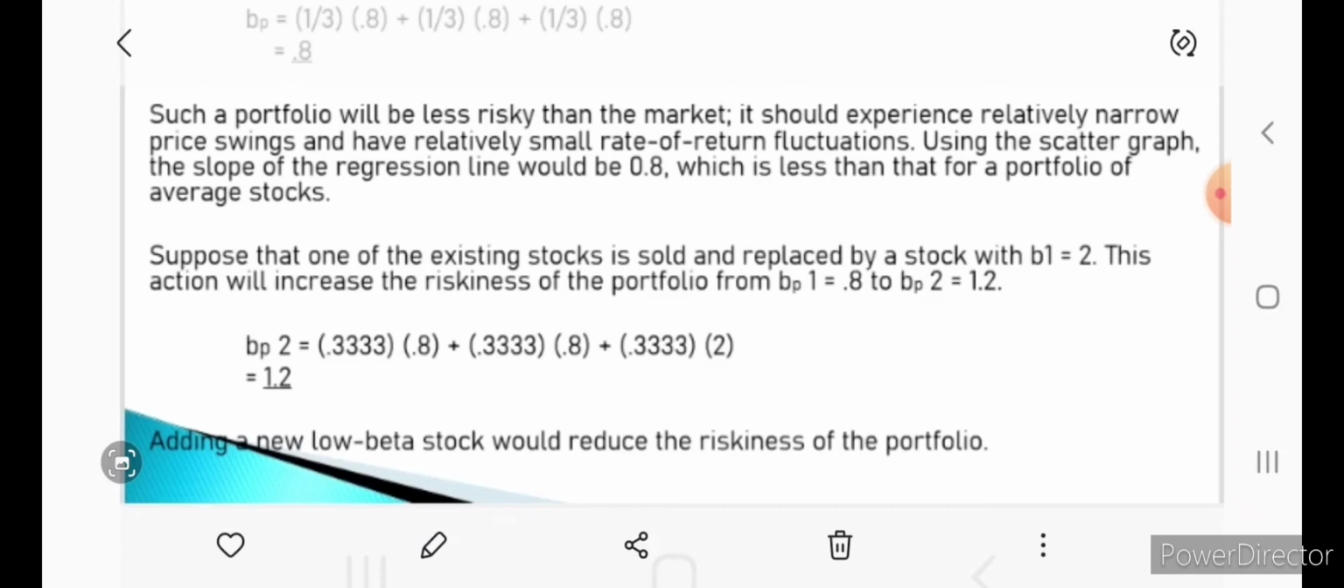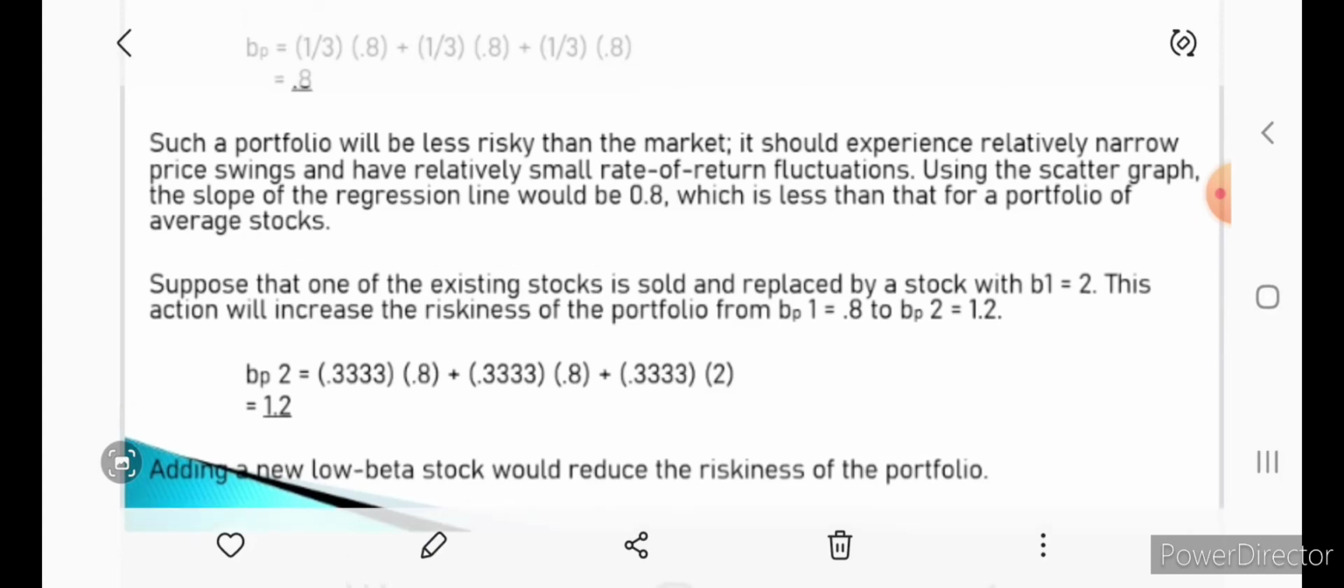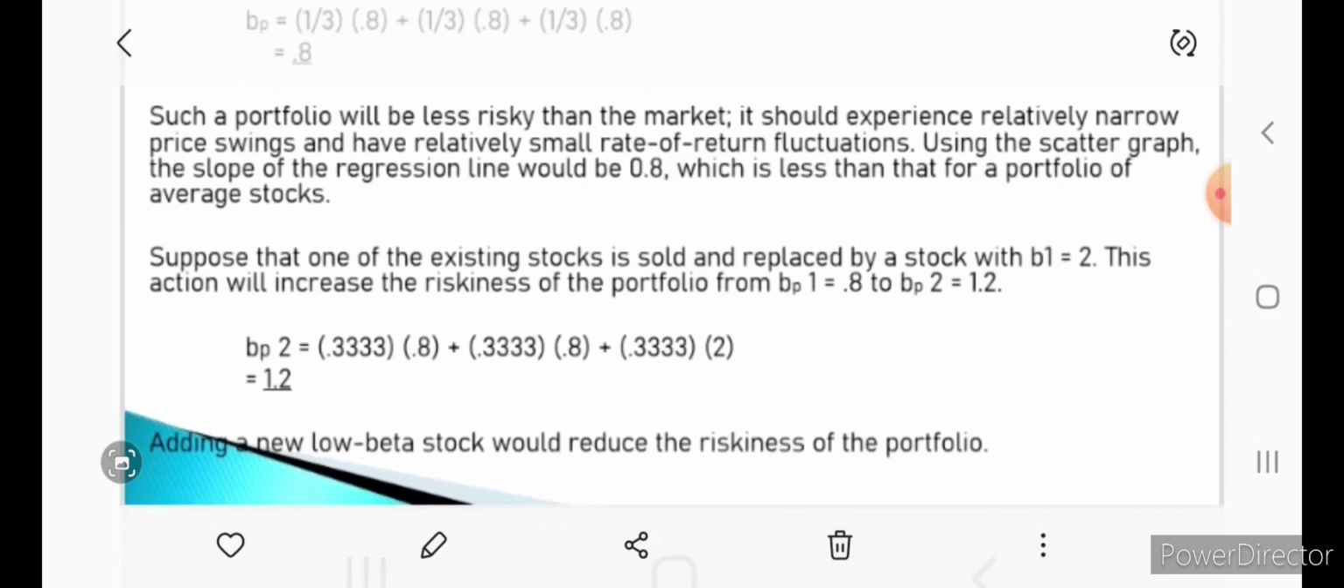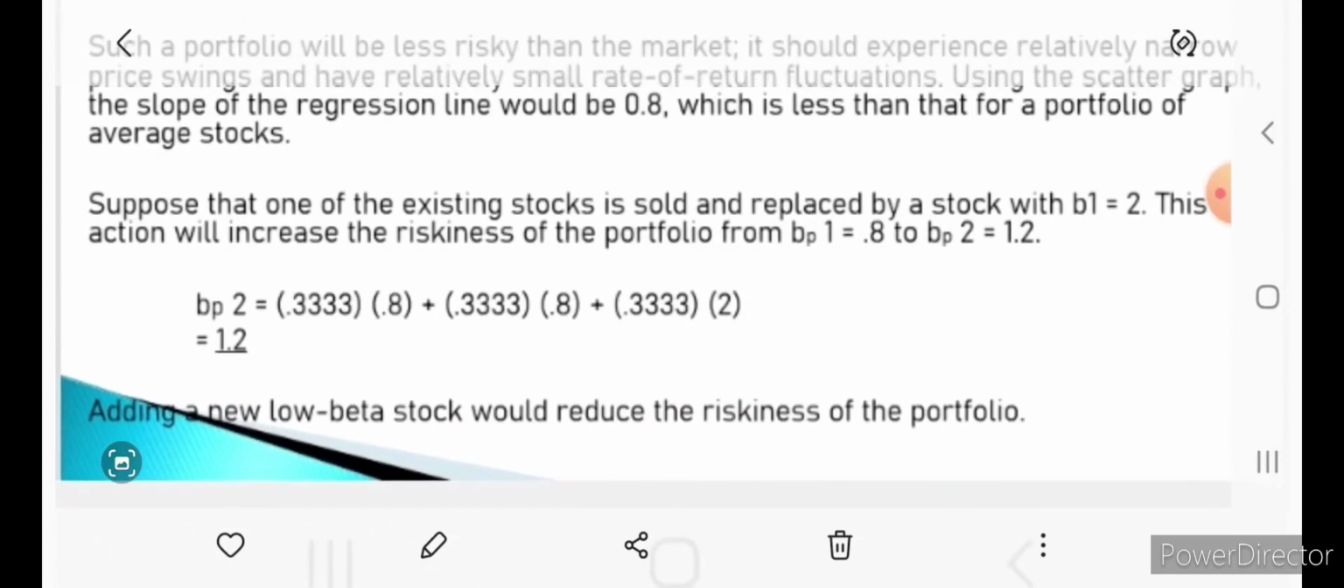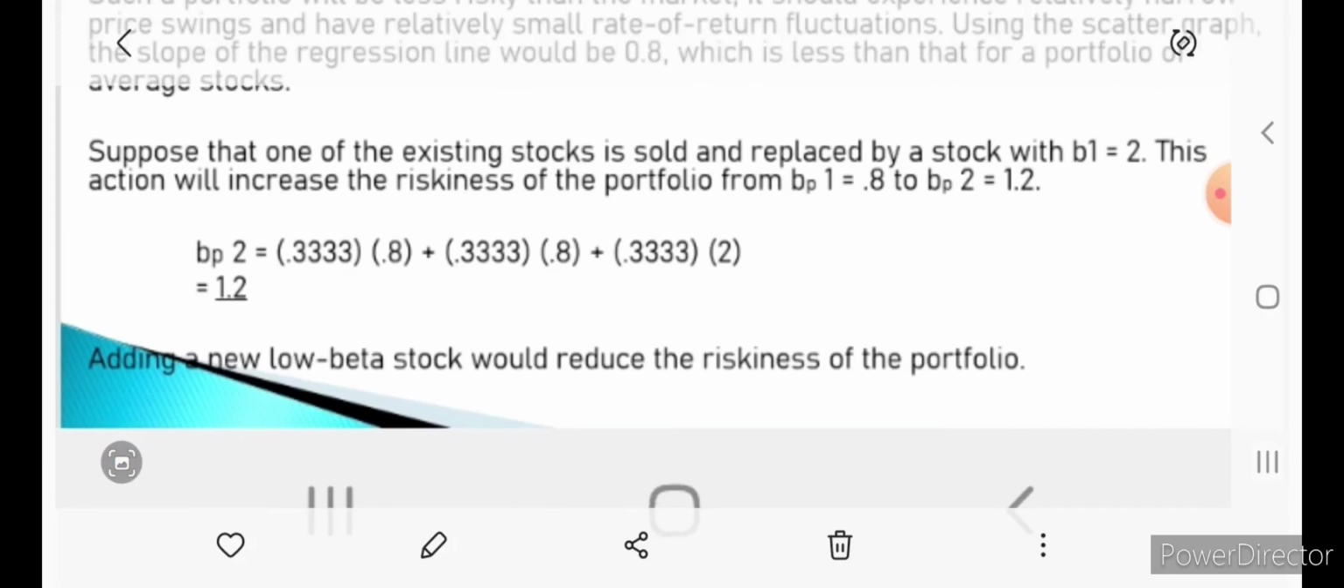Using the scatter graph, the slope of the regression line would be 0.8, which is less than that for a portfolio of average stocks. Suppose that one of the existing stocks is sold and replaced by a stock with B1 equals 2. This action will increase the riskiness of the portfolio from B1 equals 0.8 to B2 equals 1.2. Adding a new low beta stock would reduce the riskiness of the portfolio.